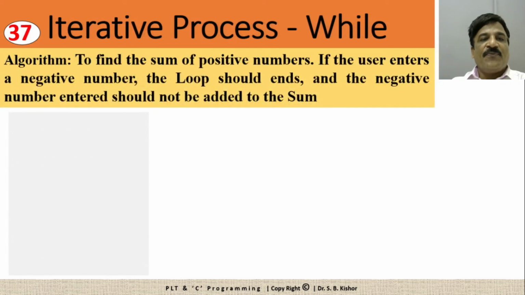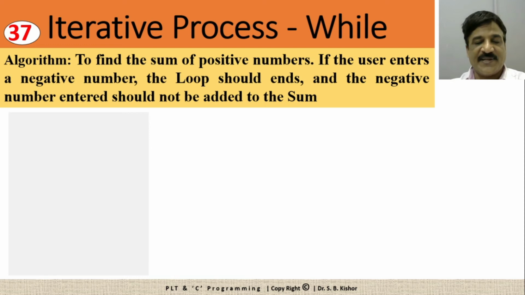Now, to find the sum of positive numbers, no terms have been given. How many terms do you need to find out? Okay, so again I am repeating the question. To find the sum of positive numbers, if the user enters a negative number, the loop should end. As soon as you enter a negative value, you are not supposed to perform any additions.